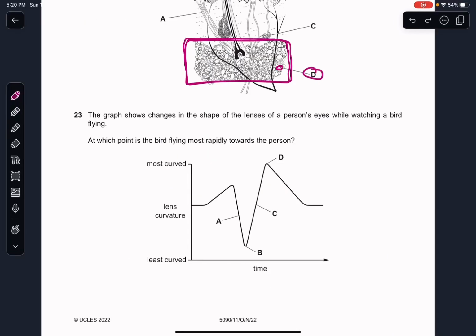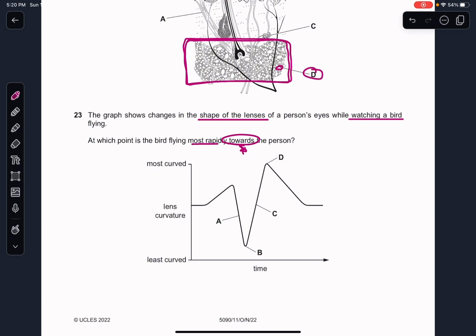Okay, so the next question is, the graph shows the changes in the shape of the lens of a person's eyes while watching a bird fly. At what point is the bird flying most rapidly towards the person? So when we're talking about towards the person, this means that the bird is very near to the person. And when we have to focus on an object that is closer to us, we need to bend the light rays a lot more, right?